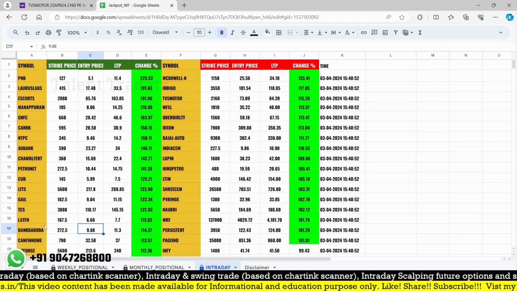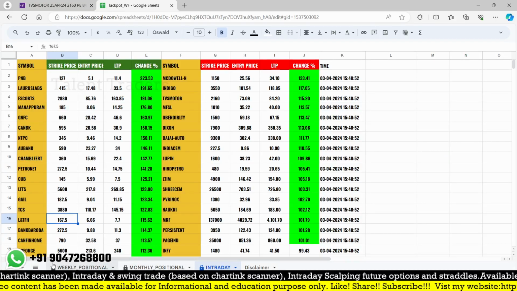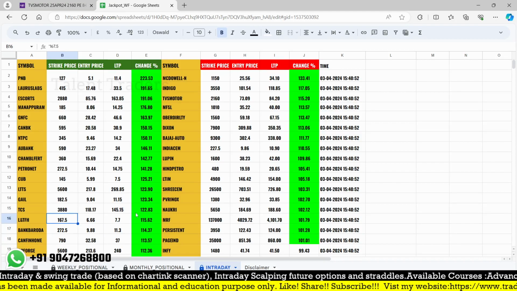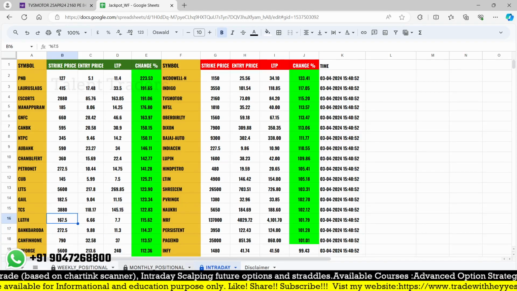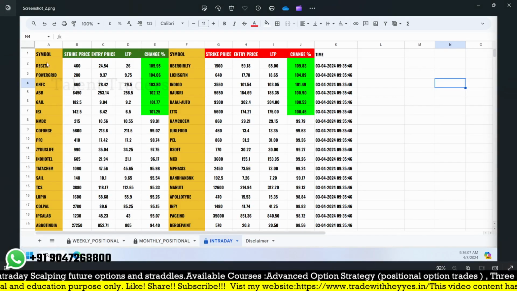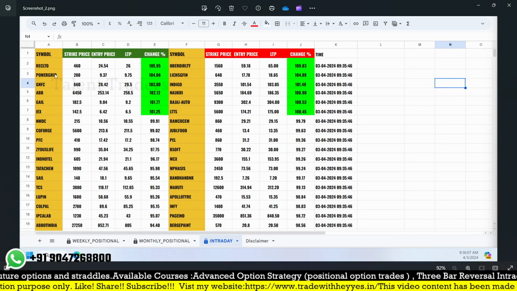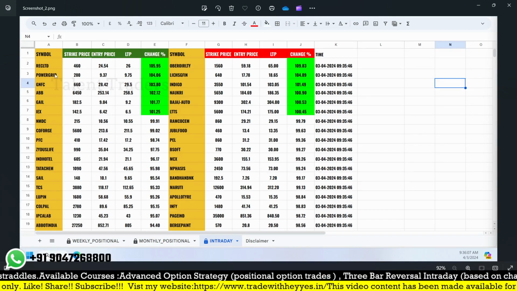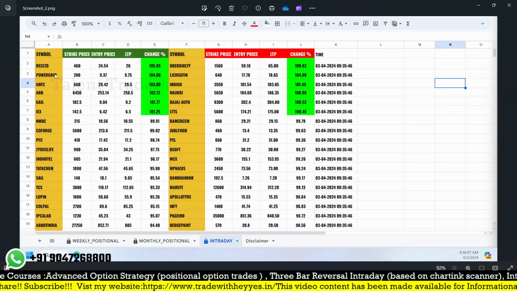And Bank of Baroda 272 and L&T Finance Holding. A lot of stocks we found today, and I'm making my trades based on this only. Some trades are on REC, GNFC, Power Grid. These are all triggers immediately after the market opens.